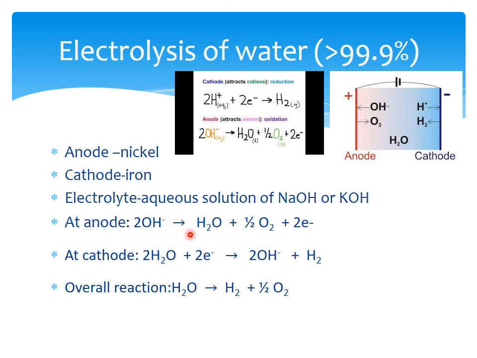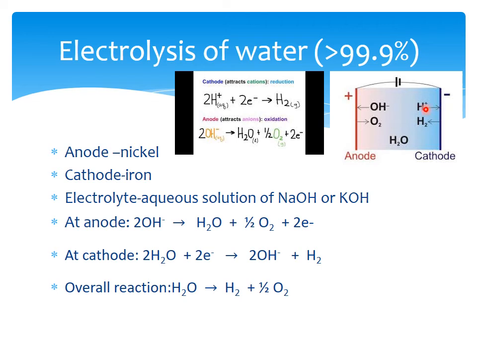The 2 OH minus get converted into the water molecule again, plus the oxygen gas is liberated at the anode. So at the anode oxygen is liberated. And what is oxidation? Loss of electrons. So 2 electrons are lost, because 2 OH minus has a 2 minus charge, that is 2 electrons are released. At the anode oxidation takes place, which means at the cathode reduction takes place.